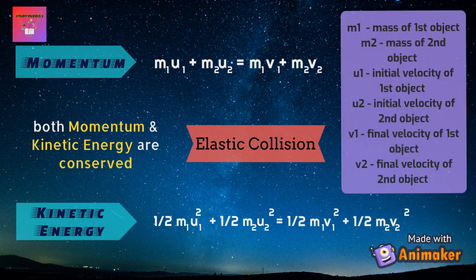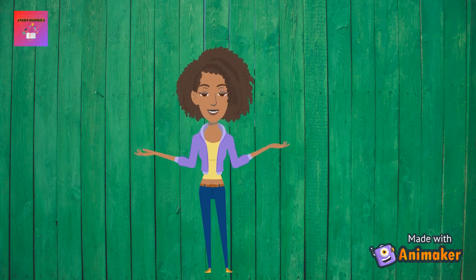m1 is the mass of the first object, m2 is the mass of the second object. u1 is the initial velocity of the first object. u2 is the initial velocity of the second object. v1 and v2 are the final velocity of the first and second object respectively.